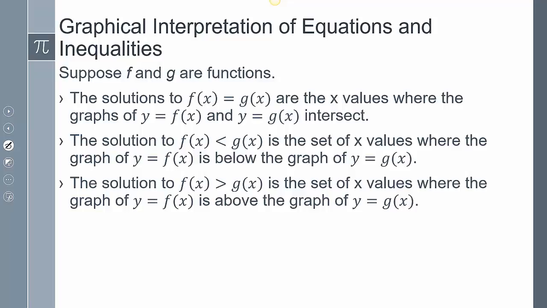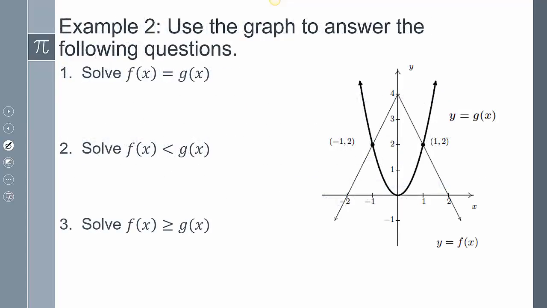And the solution to f of x is greater than g of x is the set of x values where the graph of y equals f of x is above the graph of y equals g of x. So looking at this next example here, it says, use the graph to answer the following question, solve f of x equals g of x.